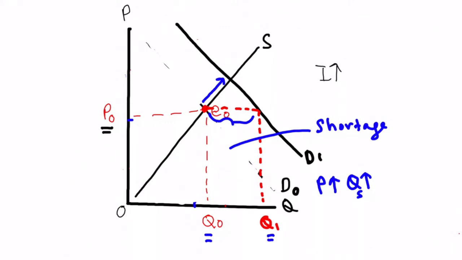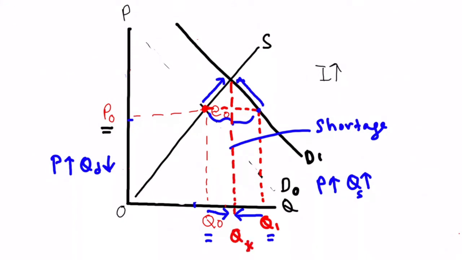Now what will the consumers do? As the price increases, quantity demanded is going to decrease. So the quantity demanded now is going to decrease here, from Q1. From Q0, quantity supplied will increase. And automatically, the economy now will achieve a new point, which we call, let's say, Q star here.